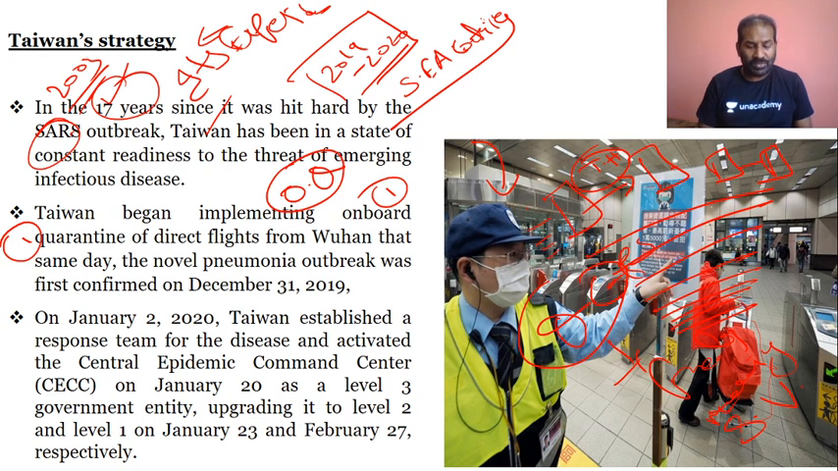What is the transmission procedure of these epidemics? It transmits everywhere. In the sense, the transmission takes place very fast, and it happens within just 12 to 14 days. That is the incubation period for this COVID-19.